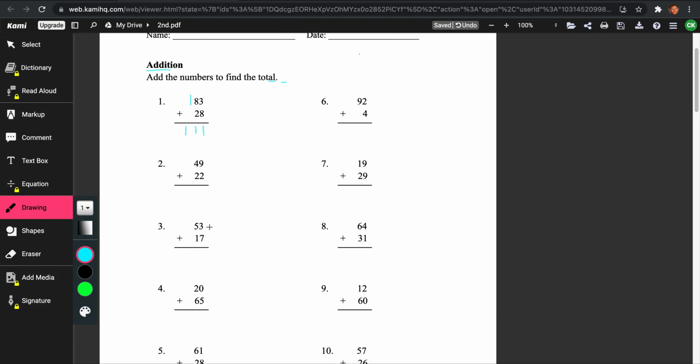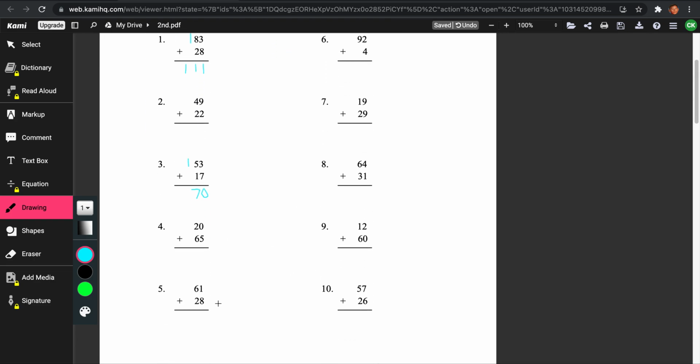Okay, let's try number 3. 3 plus 7, that's 10, right? But 10 has a tens place. The 1 in 10 is the tens place, but the 0 would go down here, and the 1 would be carried up. Then you would do 1 plus 5 plus 1, where you would get 7, and your answer would be 70.